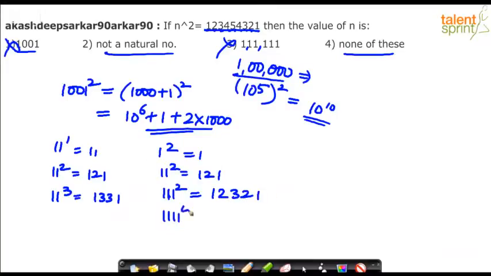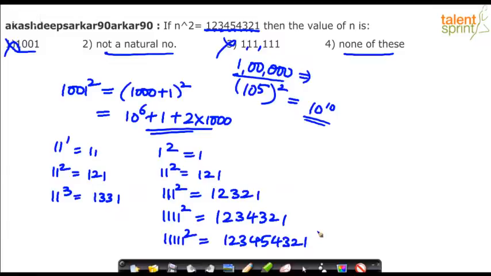Now when you take 1111 square, four ones squared, it will be 1, 2, 3, 4, 3, 2, 1. And then you take 11111 square, it will be 1, 2, 3, 4, 5, 4, 3, 2, 1. So the technique is this. This is not a technique. This is just an observation actually, which holds true for numbers which have got only ones in all the places.